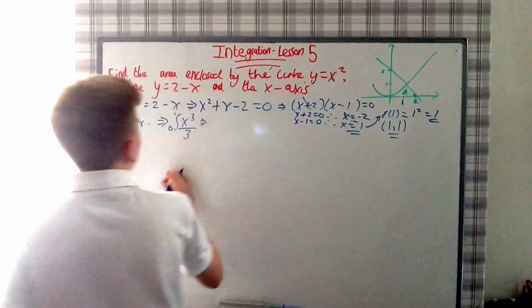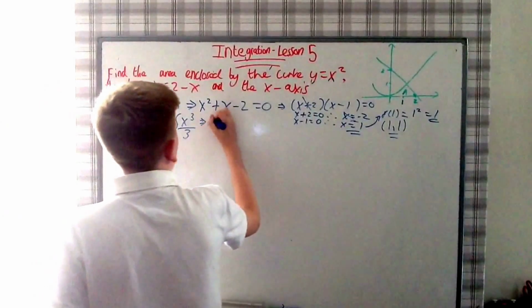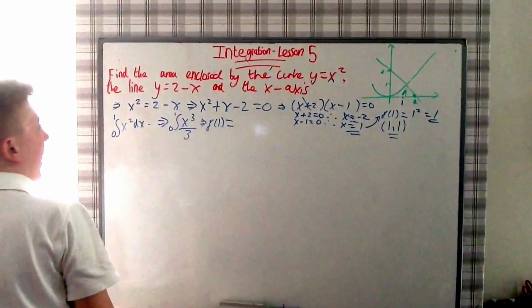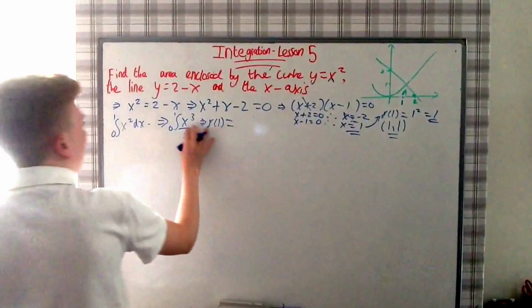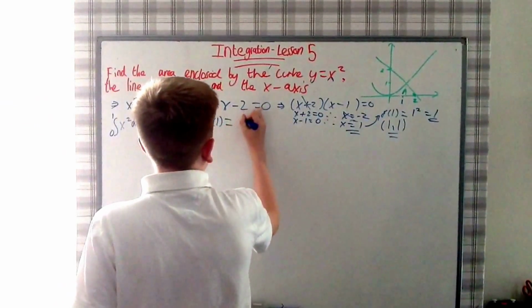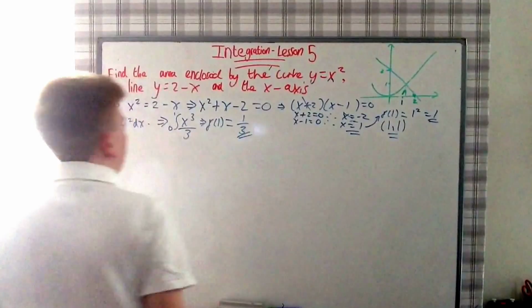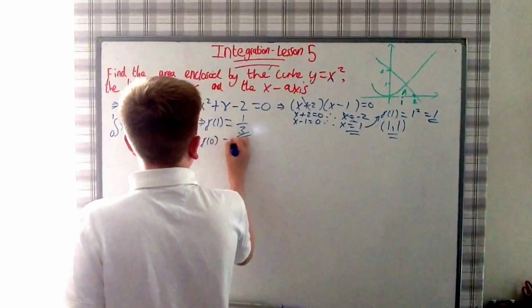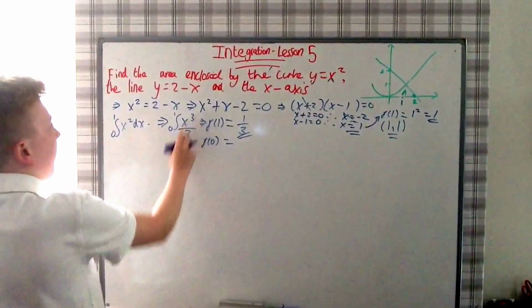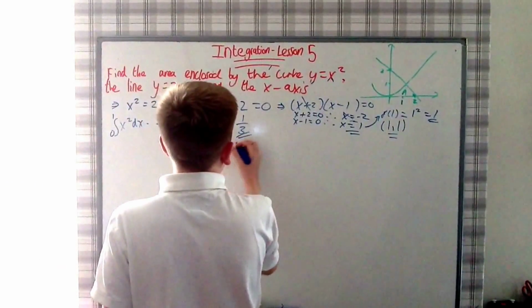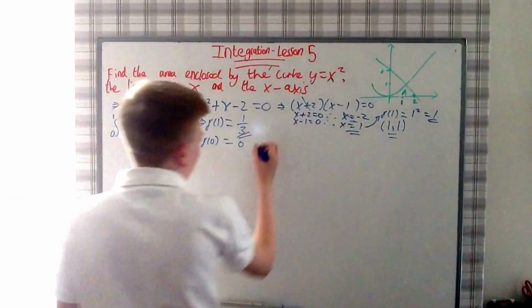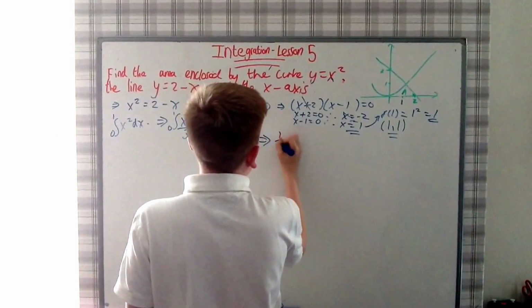The next thing to do is to substitute in our upper limit, and then we're going to subtract from that our lower limit answer. Okay. So 1 cubed is 1, divided by 3 is a third. Now substituting in 0. 0 cubed is 0, divided by 3 is 0. So we're subtracting 0 from a third, which of course is just going to leave us with a third.